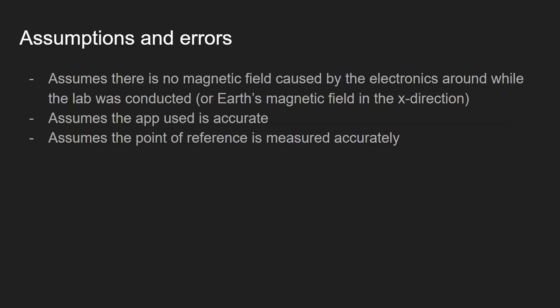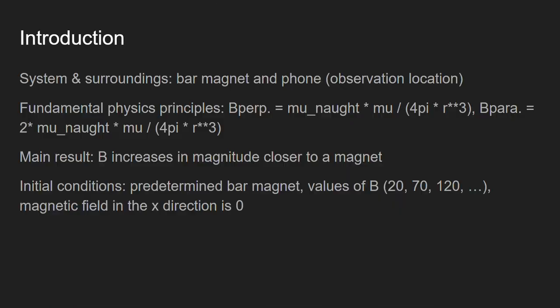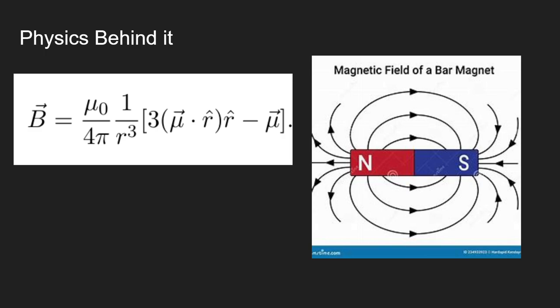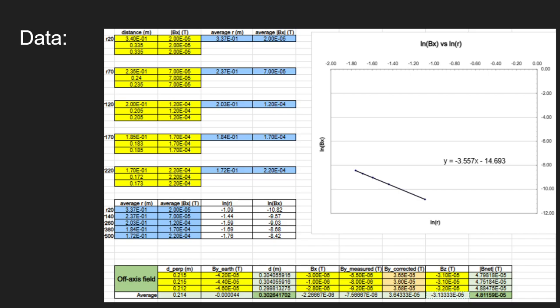So assumptions and errors. We assume that there is no magnetic field caused by the electronics around while the lab was conducted, or Earth's magnetic field in the x direction. It assumes the app we used is accurate and that the point of reference is measured accurately. This is the code we used, and it is based on this formula for the magnetic field manipulated. And this is the data we collected.